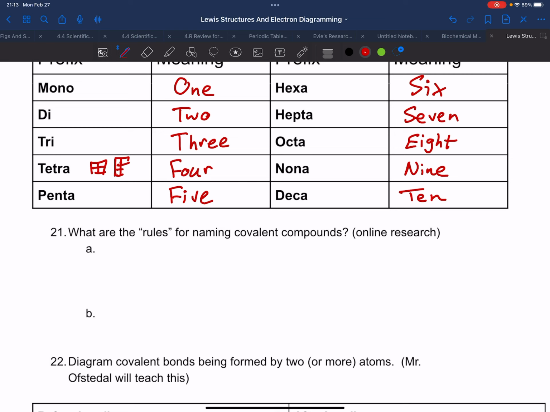So the rules for naming covalent compounds are as follows. Again, please just write these down as you are following along in your notes. If it needs to be paused, feel free to pause at any time. So the rules for naming covalent compounds are a little bit different than the ionic compounds. For naming, you're always going to have 2 nonmetals, right? It's going to be nonmetal, nonmetal. I guess we'll call it nonmetal number 1 and nonmetal number 2.